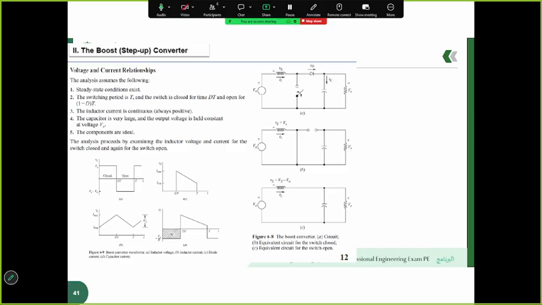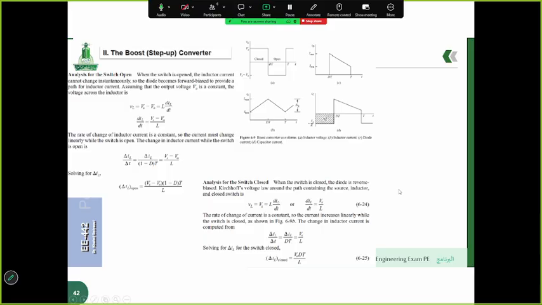Since the duty cycle D is between 0 and 1, the output voltage Vo is always greater than the input voltage Vs. So the waveforms on the slide visually represent the inductor voltage and current over switching cycles.